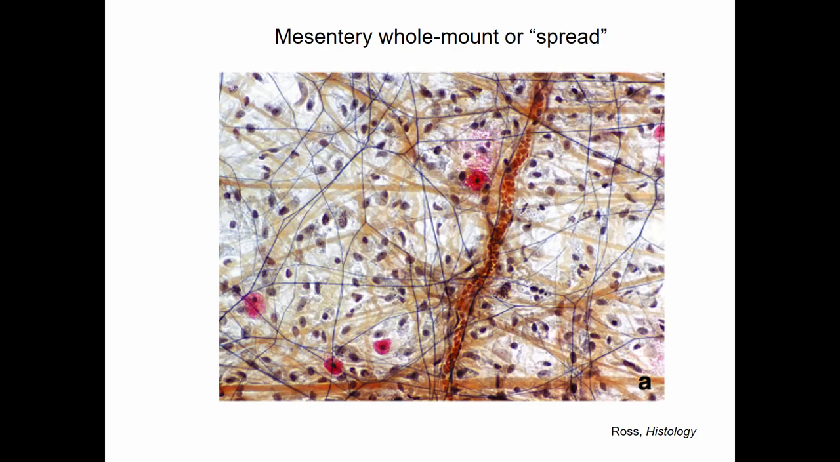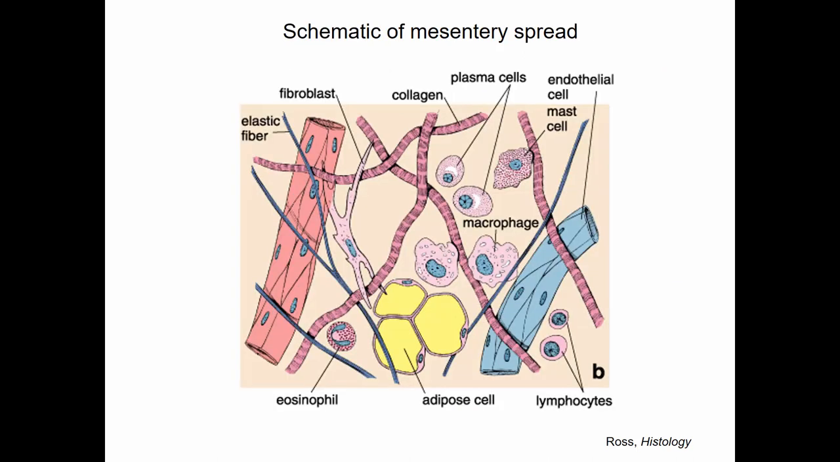So anyway, in order to interpret this, you can look at this in great detail and you can come up with an interpretation. And so we know that there are fibroblasts and there's type 1 collagen and there are lymphocytes and there are plasma cells, which are activated lymphocytes, and there are mast cells with granules in them.